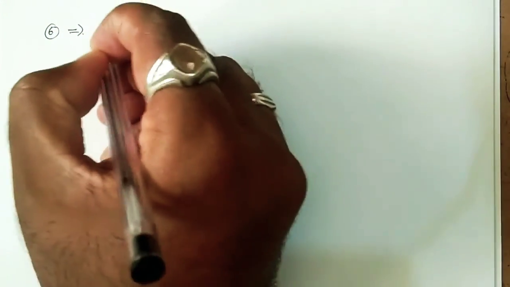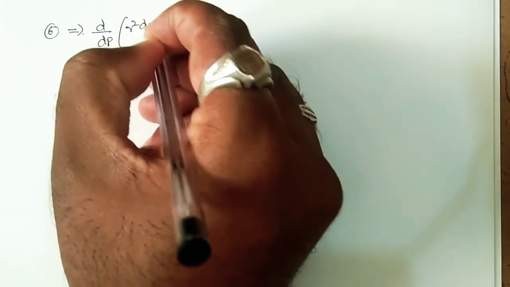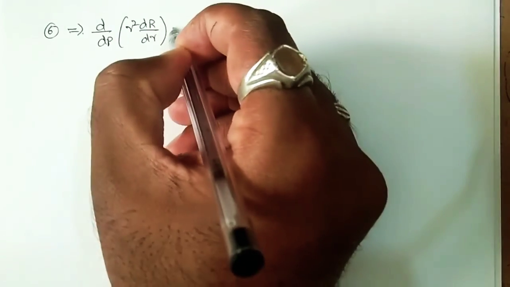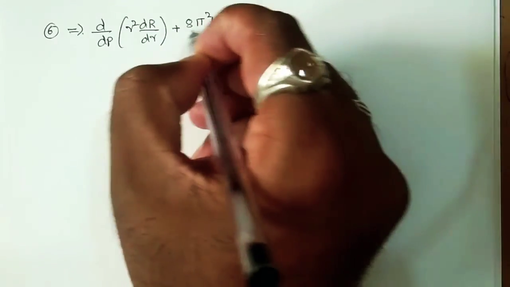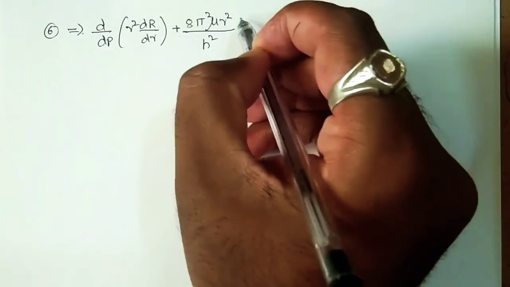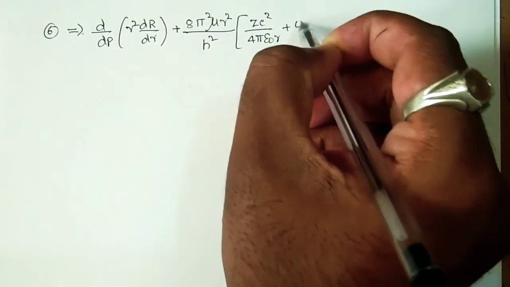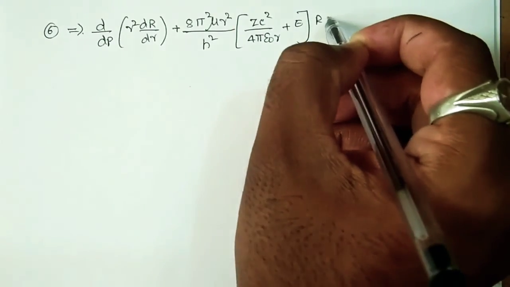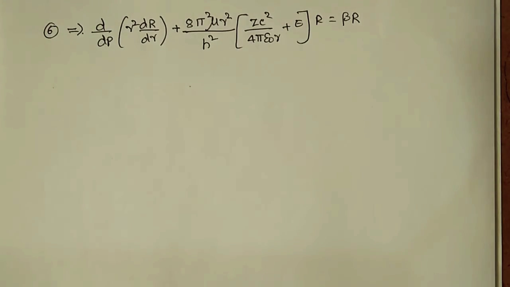So equation 6, what actually it gives. According to equation 6, d by dr of r square dR by dr plus 8 pi square mu r square by h square into (Ze square by 4 pi epsilon naught r plus E) of R, that's equals to beta R. So this is according to equation number 6.